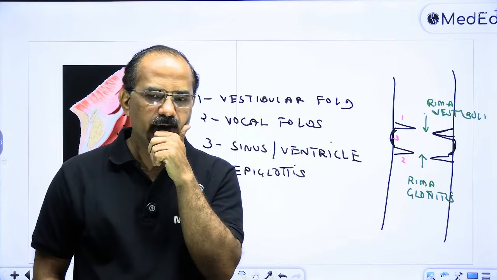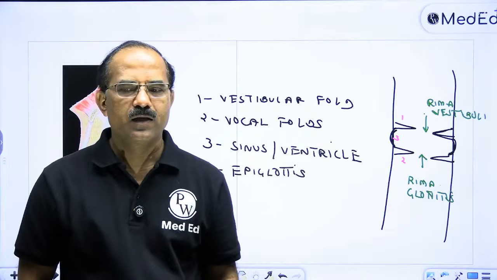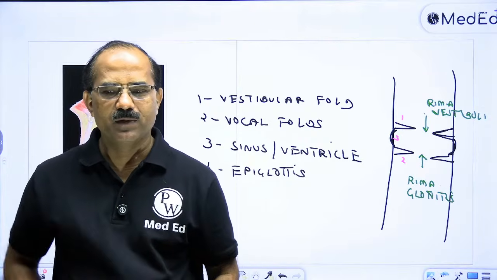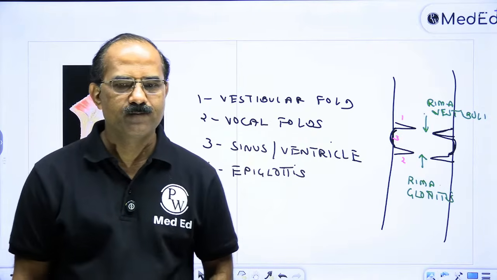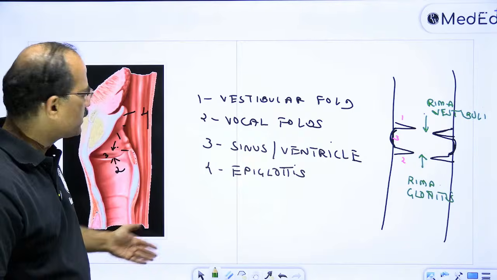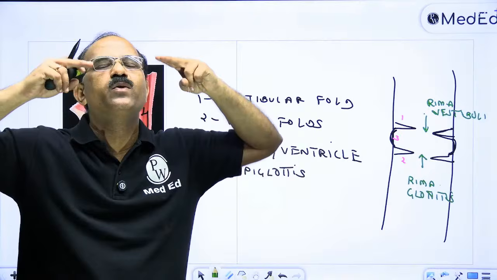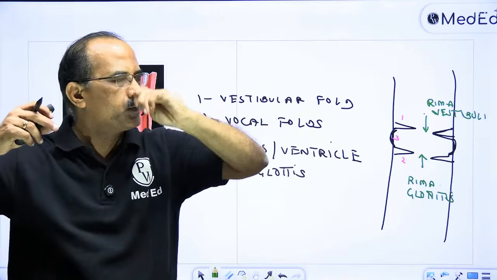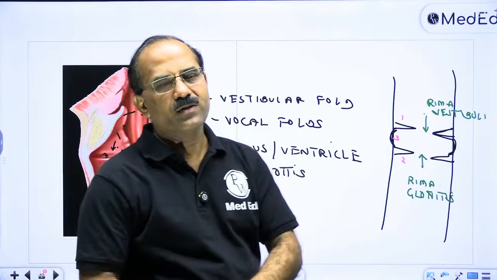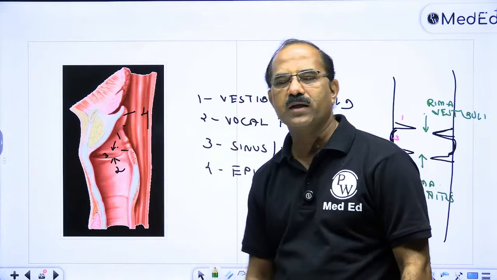Tell me if this is clear. I'll proceed. The epiglottis, okay. This is a sagittal section, that's a coronal section. In the coronal section we see both the vocal and vestibular folds. In the sagittal section, only one vestibular and vocal fold will be seen.